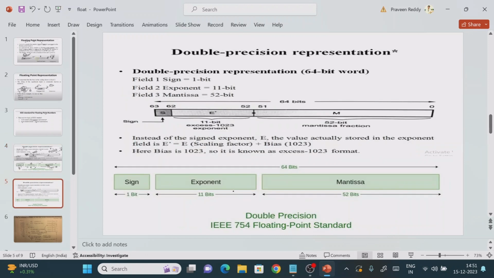Once it is completed, this is the 64 bit format. One bit is the sign bit, here we have the 11 bit exponent, and the remaining bits are used for the mantissa. Then how to find this e value, the exponent value? For that we need to add the bias, which is 1023. In case of 32 bit single precision, we add 127 as the bias value. In case of 64 bit double precision, we add 1023. So the first field indicates the sign bit, the second field indicates the 11 exponent bits, and the third field indicates the mantissa.